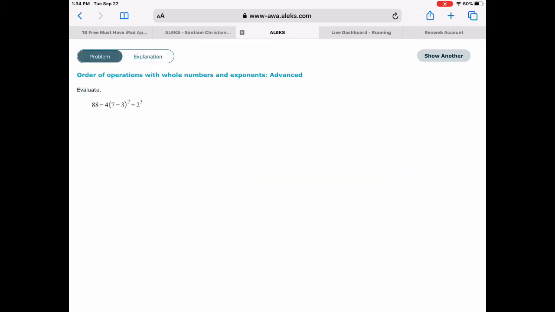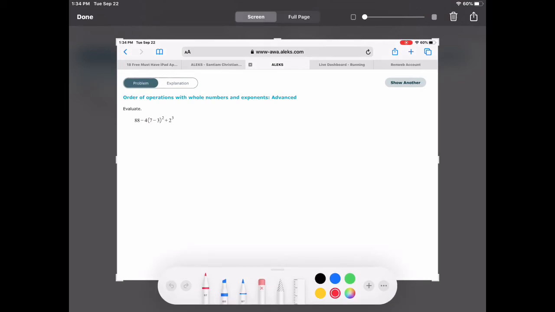I'm still in chapter 1, lesson 2. We've been doing some order of operations, and this is a big old messy problem, so I thought I would work this one with you. Remember, parentheses have to come first, and so I'm going to deal with the parentheses first. I have 88 minus 4, and what's inside the parentheses, 7 minus 3, just becomes 4. I'm just leaving the parentheses so you can see that that's where I took care of that, plus 2 to the third.